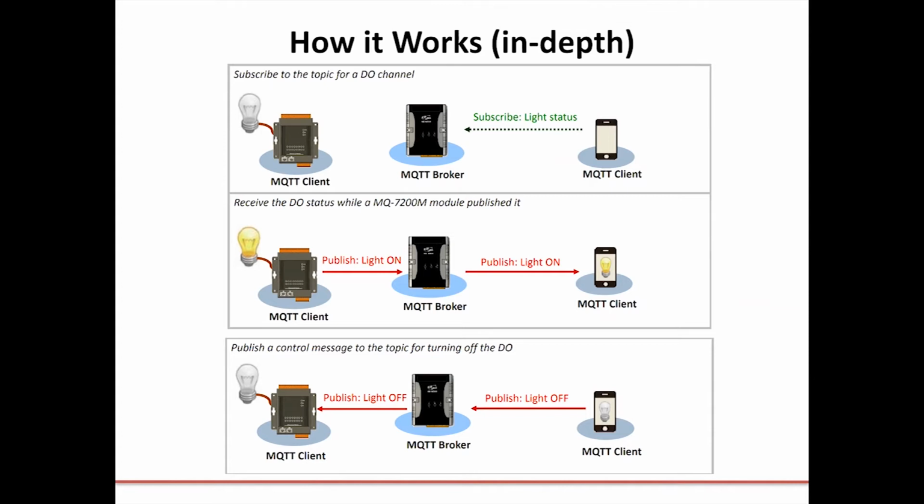The MQ-7200 publishes the DO status to the broker at a set interval, anywhere from once every 10 seconds to once every 10 minutes with this particular module, and the user on the other end receives the message as soon as it's published. So as long as they're subscribed to that topic, the end user is going to receive the status of that particular digital output channel. And it works both ways. The end user can publish an off command to the broker that the module will receive and change the digital output status to off. So you can see this quick little diagram just shows how that works.